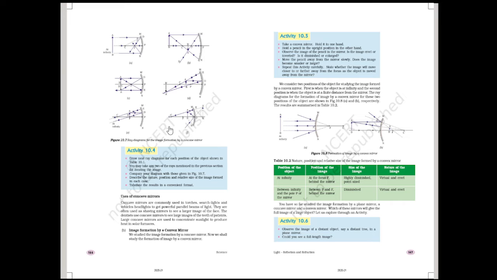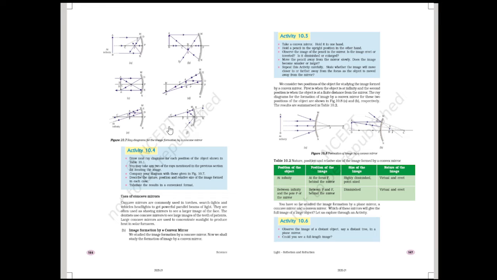Now, uses of a concave mirror. It is commonly used in torches, searchlights and vehicle headlights to get a powerful parallel beam of light. They are often used as shaving mirrors to see a large image of the face. Even dentists use it to see a large image of a patient's teeth. Large concave mirrors are used to concentrate sunlight to produce heat in solar furnaces.